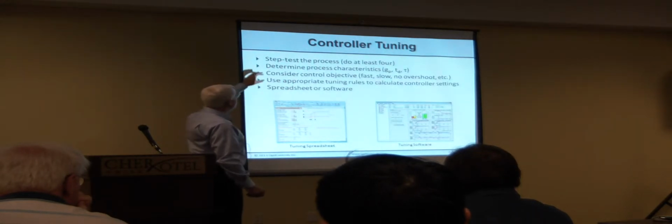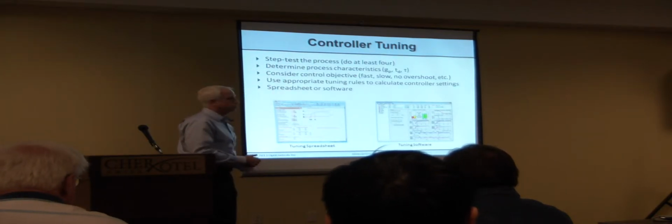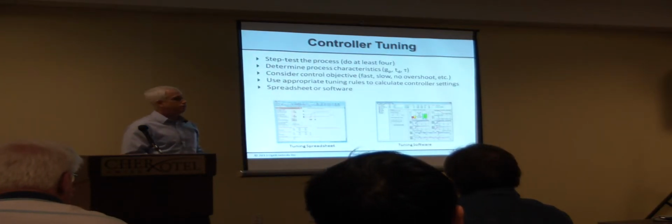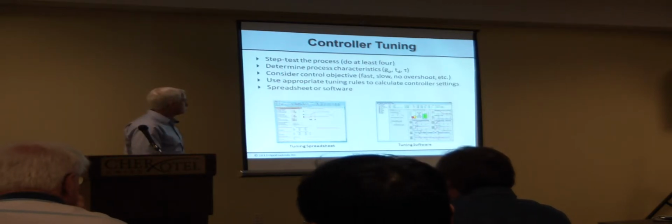Right, then once you know your process characteristics and you know what your end result should look like, then you can use an appropriate tuning rule or software to tune a controller. I prefer using software because it does a lot of things for you. But if you don't have software, you can use a spreadsheet. I've got a little spreadsheet that I use for tuning that I give away for free.